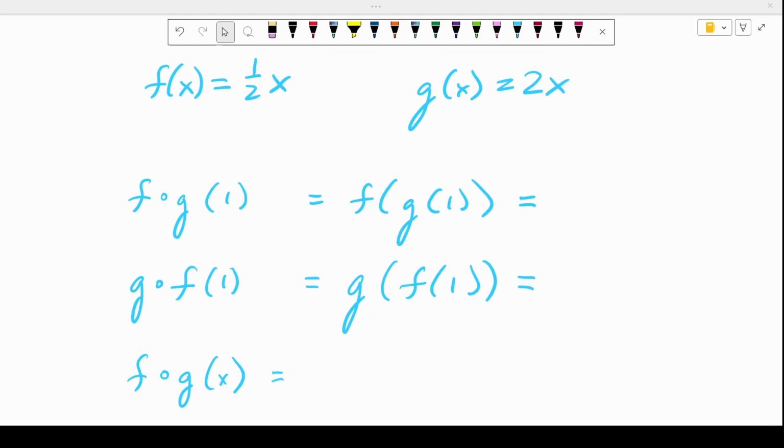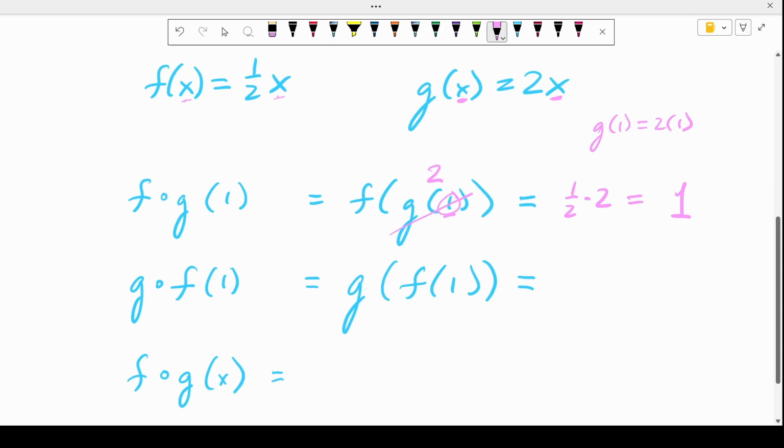Okay, so f of g of 1. Well, g of 1 means I put 1 everywhere I see an x, so that's going to be here. So g of 1, I can compute it on the side, is 2 times 1. It's 2. So this whole thing here becomes a 2. Then I have f of 2. I take the 2 and I substitute it everywhere that I see an x in my f function. So I'm going to get 1/2 times 2. 1/2 times 2, that is 1.